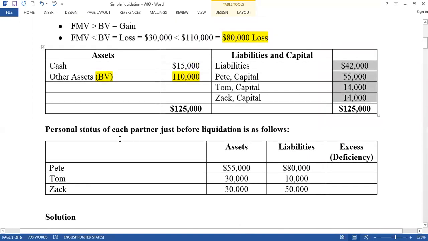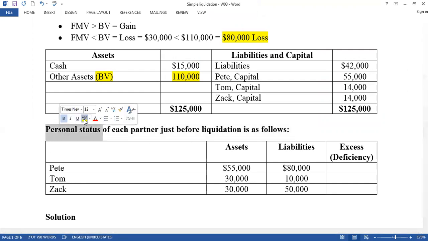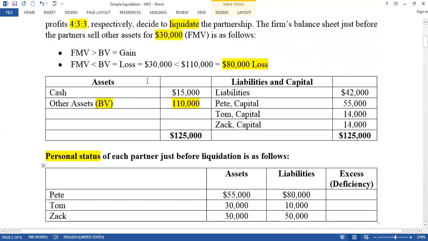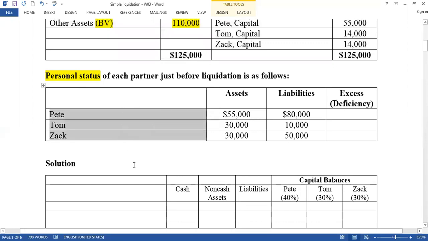Now you can see that this is the personal status. This is the personal status of their asset and liability. So what is the meaning of personal status? This personal status means it is not related with the business. So business information is here. Do you understand? This is the business information, but this is the personal information of the three partners.